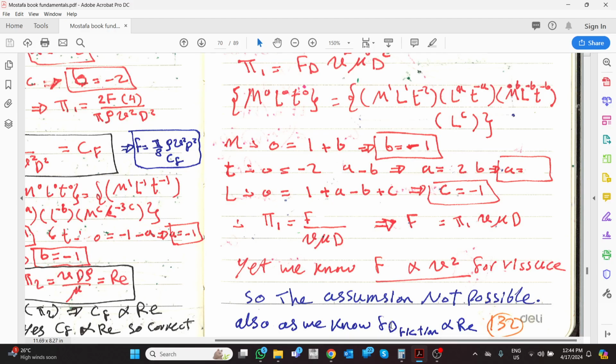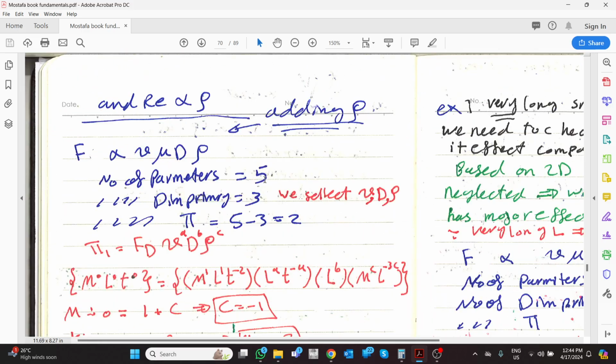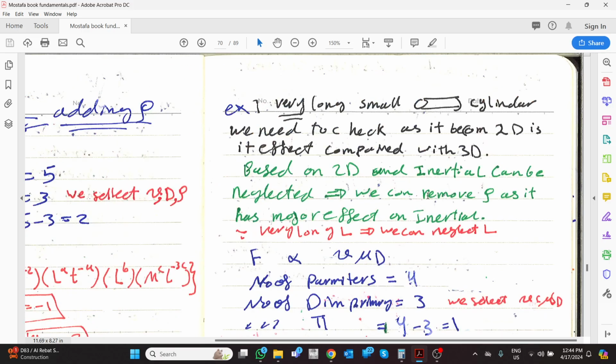Also, we know that the force of the friction is proportional to Reynolds number, and Reynolds number is a function of density. So based on this, the number of parameters, Reynolds number is a function of density, which is giving us that assumption here, which I was trying to convince you is incorrect.